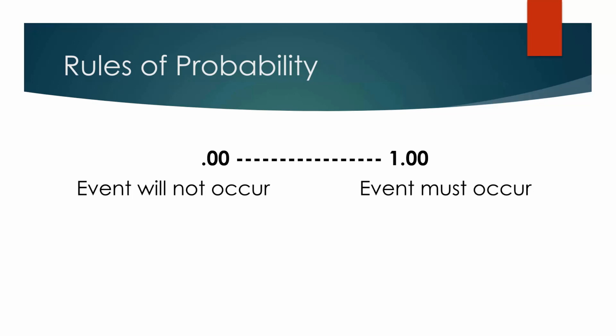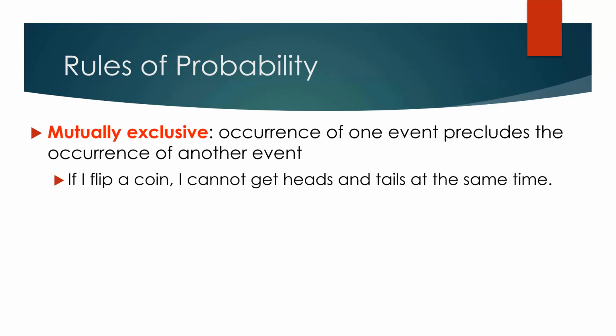But it will, it's not that it will never happen or it must happen. It's somewhere in between. So that's the first thing to know, that probability should always fall between 0 and 1, and always be a decimal of some sort.